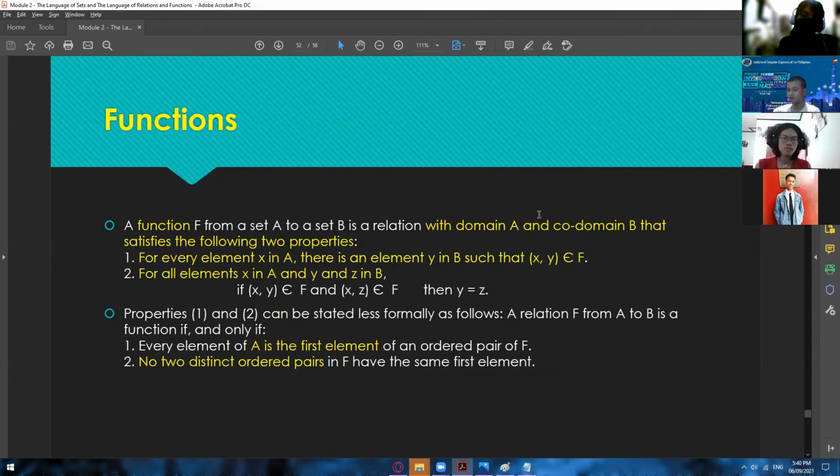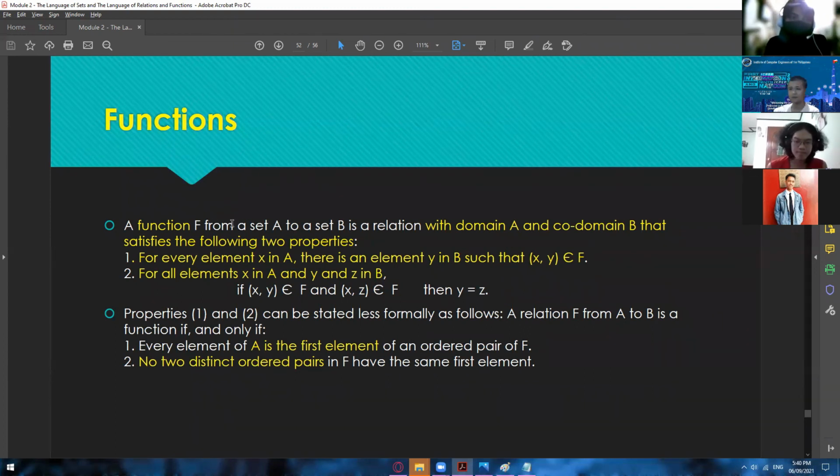Okay, so let's move on now to the next one. We have here functions. To make it simple, we need to form a relation first, and in that relation, some of them are functions and some of them are not functions. So we have another condition, or a rule or properties that we need to follow for us to be able to say that they are a function.